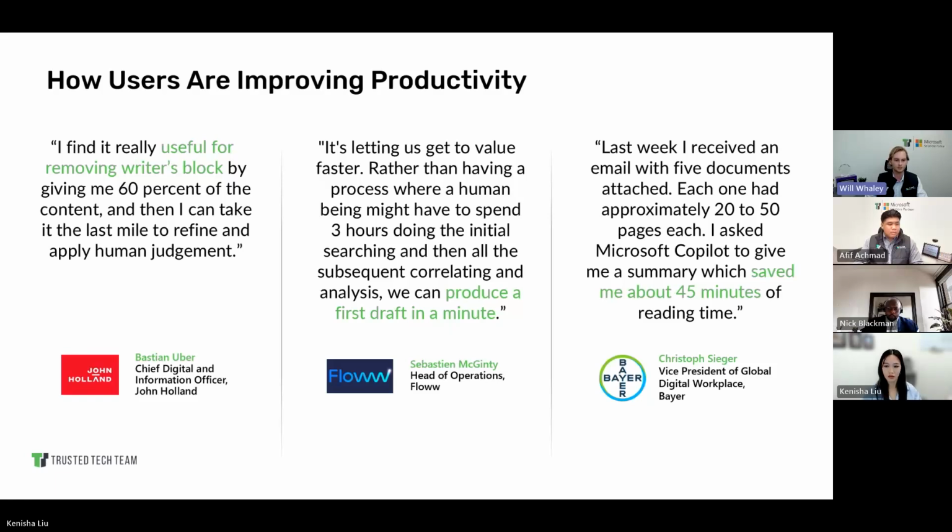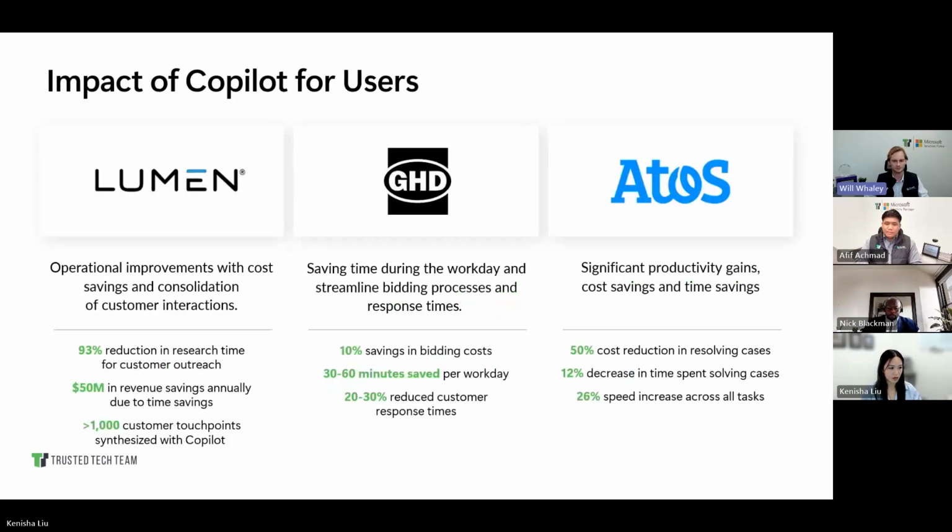than traditional methods. A few customer testimonials about productivity, specifically: the Chief Digital Information Officer at John Holland found that Copilot was useful for dealing with writer's block, giving him a head start on content before he would refine it and add the human element. The head of operations at Flow said that instead of hours researching, he could produce a first draft in a minute. And finally, the vice president of Global Digital Workspace at Bayer saved 45 minutes by reading Copilot summaries instead of documents up to 50 pages in length.